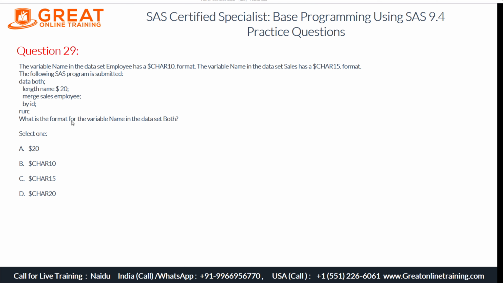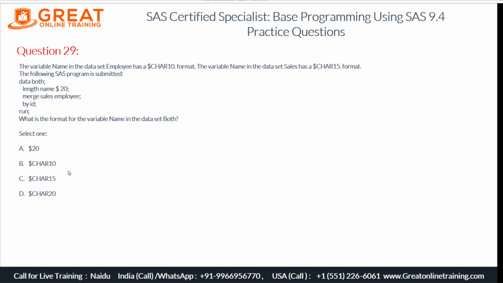So the question is: what is the format for the variable name in the data set both? As I said, the length statement is written here, and when we write the length statement it will overwrite any attributes that were present before. So the answer here is $20, not $char20, and not the fourth option. Why the first one is correct and the fourth one is wrong: even though the name variable has different lengths or formats in the two data sets, the employee has $char10 and the sales has $char15, the length statement takes precedence and sets the length to $20 in the new data set, because the format $char is only for display purposes. It defines how SAS displays the value, but the length is what controls how much space is allocated for the variable. In this case the length is defined as 20, so the variable can hold up to 20 characters.